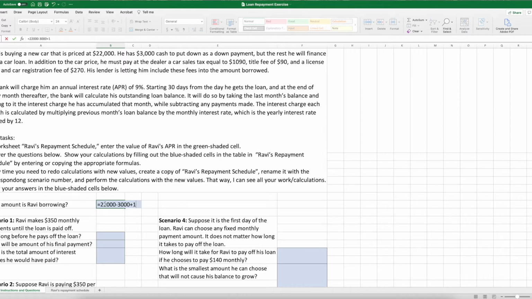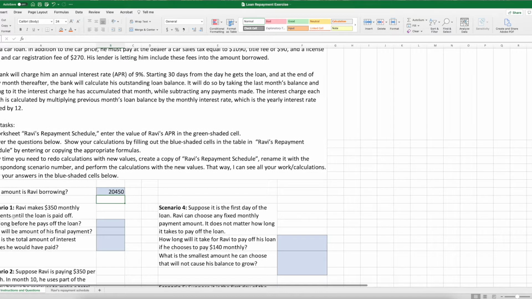So that is 1090 for the sales tax plus $90 for the title fee plus 270 for the license plates and registration. So we add that to the borrowed amount. Check the formula one more time, and then once we're happy, we press enter and it calculates the amount that Ravi is borrowing, equal to $20,450. Okay, that sounds good.